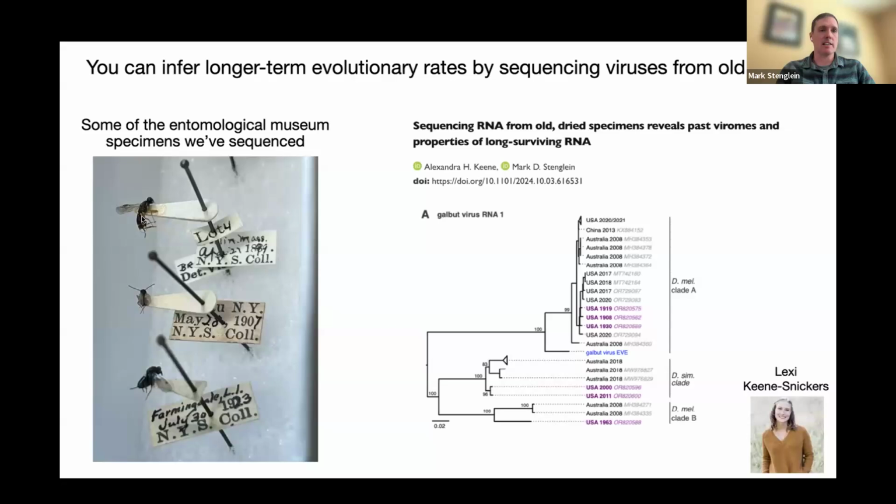And this bug on the top is actually from 1899. She recovered RNA from these specimens, and I'm not going to really talk about that project, but it's a really cool project, and there's a preprint if you'd like to read more about it. But you can directly sequence viruses from old samples, and then compare those sequences to contemporary sequences to infer how fast the viruses have been evolving. That's what's shown in this tree on this slide, which shows old sequences in purple, in the context of contemporary sequences, shown in black.